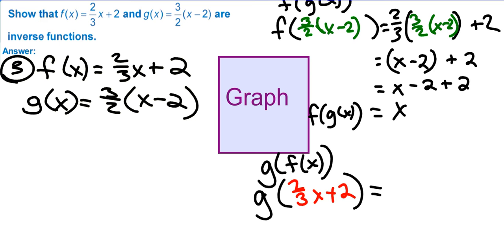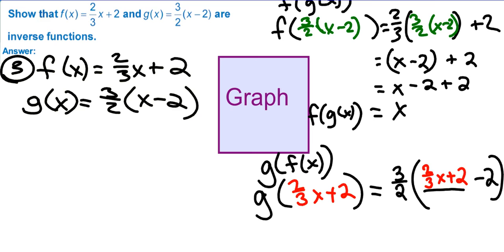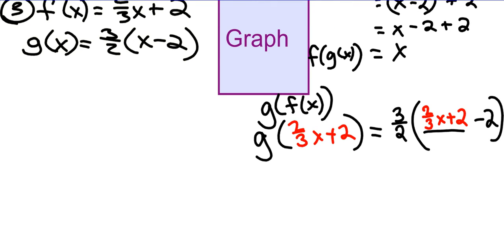And now we're finding g of that, which is 3 halves, parentheses. My x is going to go there, minus 2. And my x is going to be this 2/3 x plus 2. For this one, I could either distribute that through, but I probably would not, because I would say, oh, look, 2 minus 2 is 0. So it's 3 halves times 2/3 x. Those multiply to be 1, and then it's x. So that one was pretty straightforward.